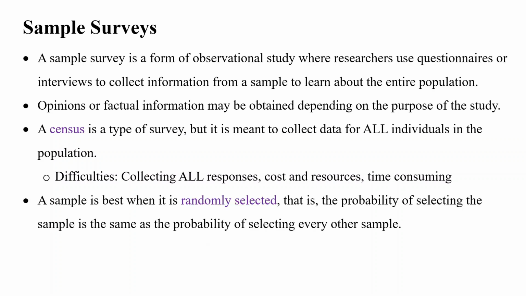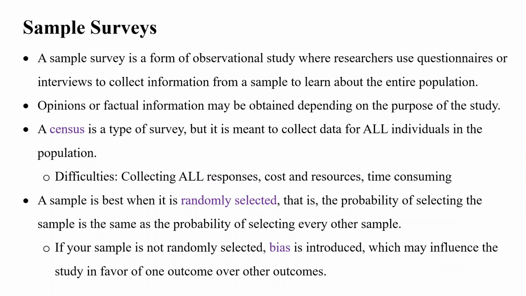A sample is best when it is randomly selected. That is, the probability of selecting the sample is the same as the probability of selecting every other sample. And we'll dive more into this definition in the next set of notes, where we talk about how we randomly select a sample. But a sample is best when it is randomly selected, because if you don't randomly select, a form of bias is introduced.